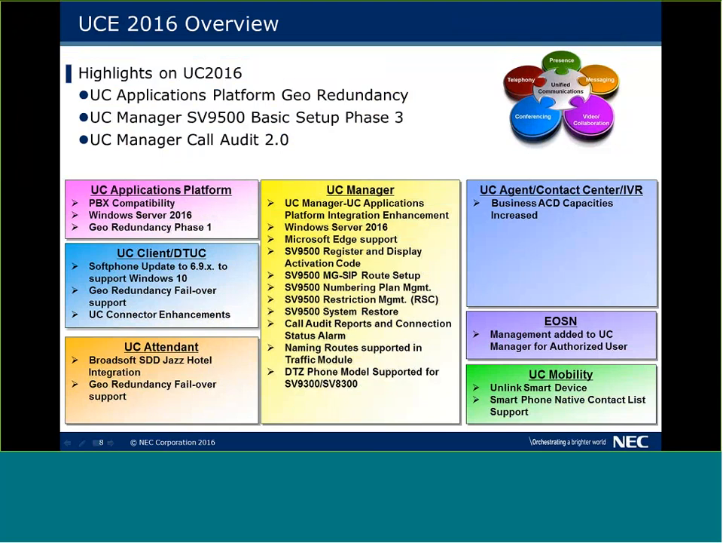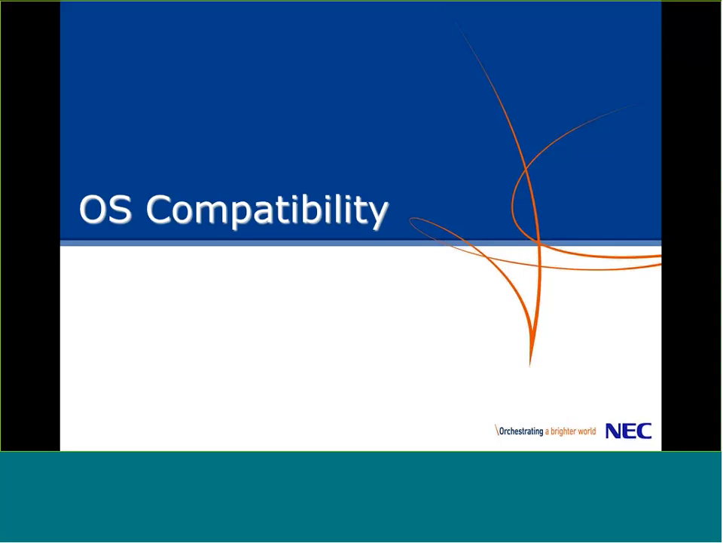UC Manager, the basic setup. This is phase 3. We've gone through multiple phases now. This is phase 3 of the enhancements, notably route setup, number management, restriction management, and system restore. And we'll look at those. And then finally, from a highlight perspective, call audit. So call audit 2.0 is included with UCE 2016, and it does include a couple of basic reports, which was part of this enhancement.